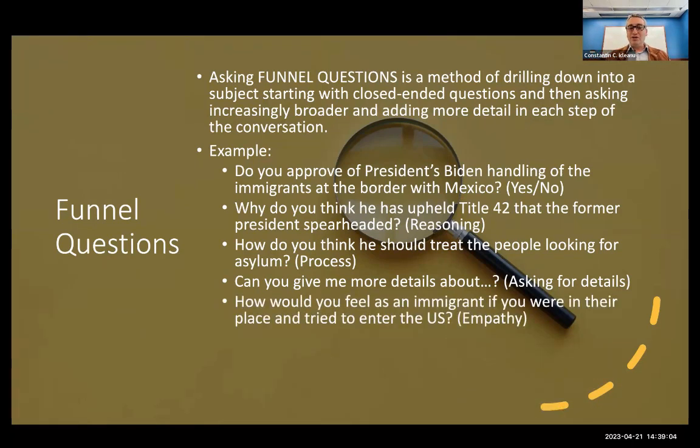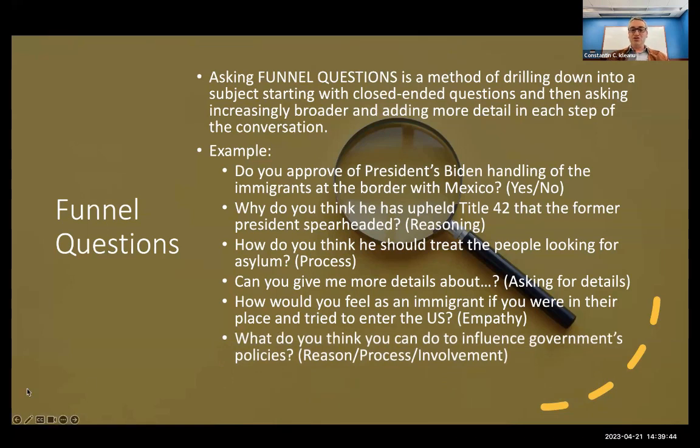How would you feel as an immigrant if you were in their place and tried to enter the US? Here we are evoking empathy, and we are putting the students in the shoes of this immigrant to try to help them understand how a person on the other side of this debate, or whatever it may be that we're talking about, would possibly feel. In asking this question, you're not asking to change their answers, but you're asking them to analyze what would happen if those answers that they gave earlier would be applied to them rather than to another.